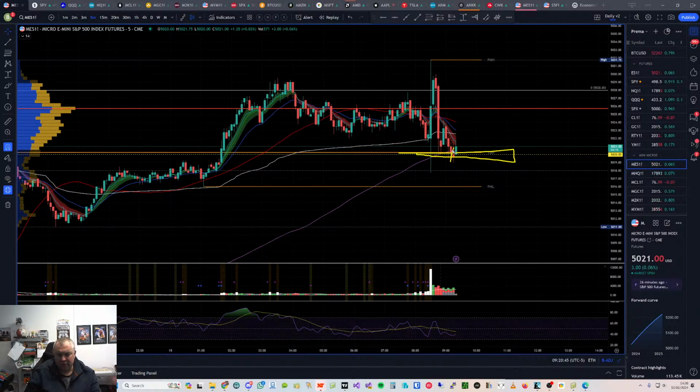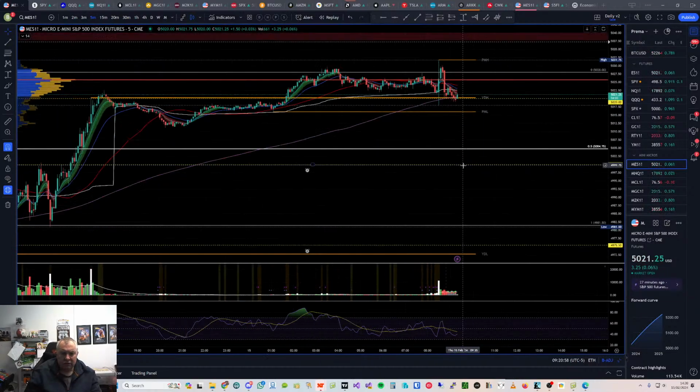Bottom tail, bottom tail, bottom tail. Volume is kind of steady, nothing exciting. An area to watch.